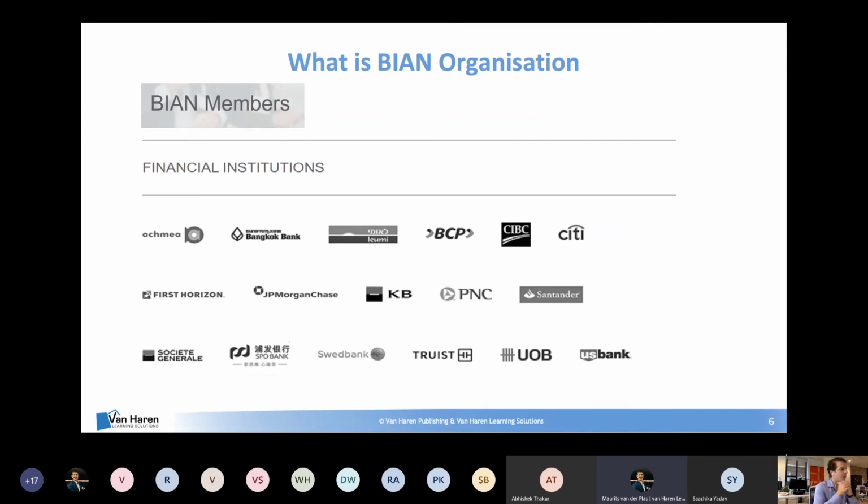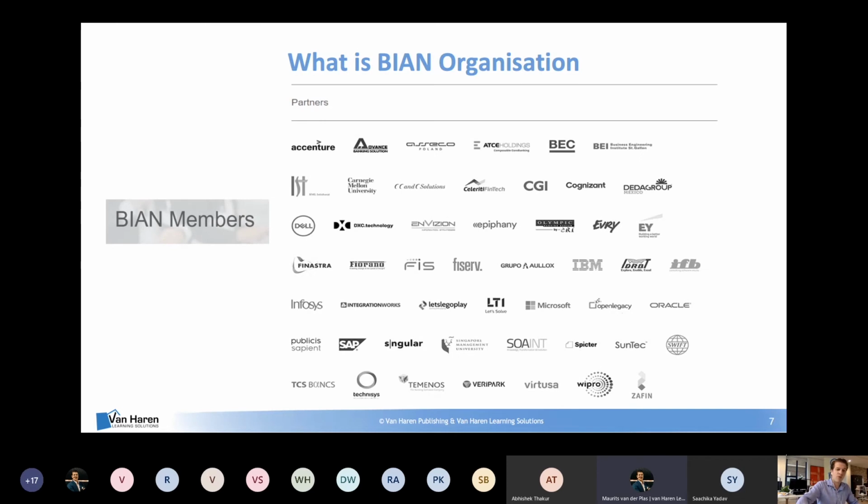BIAN organization and BIAN members, there's quite a few of them so far. We have financial institutes, with well-known companies such as Citi, Santander, Bangkok Bank, you name it, PNC. They've been participating for many years. We also have partners. These can be vendors and academic partners who support BIAN, work with BIAN, and benefit from BIAN.